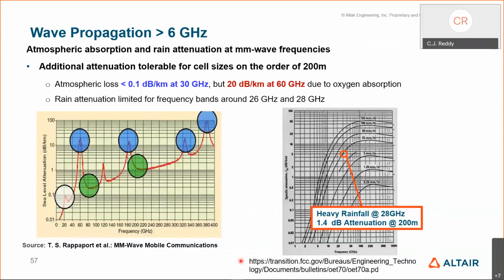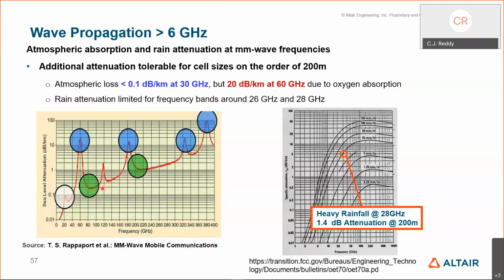Then comes attenuation due to nature here. There are two types of attenuation at higher than 6 gigahertz frequencies. One is the atmospheric loss. This is the oxygen absorption of the waves. Second is the rain attenuation. You can see that at lower frequencies, maybe it's okay, 0.1 dB per kilometer at 30 gigahertz, but at 60, for example, it's 20 dB per kilometer at 60 gigahertz.